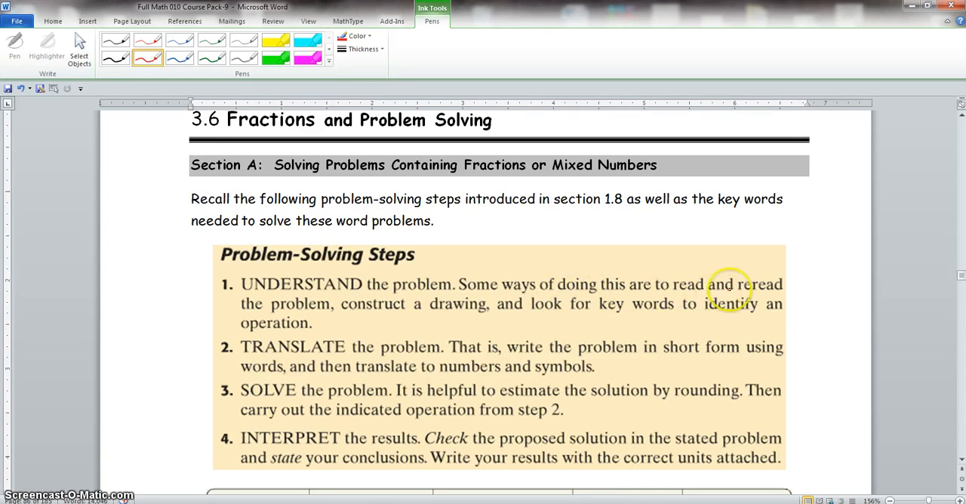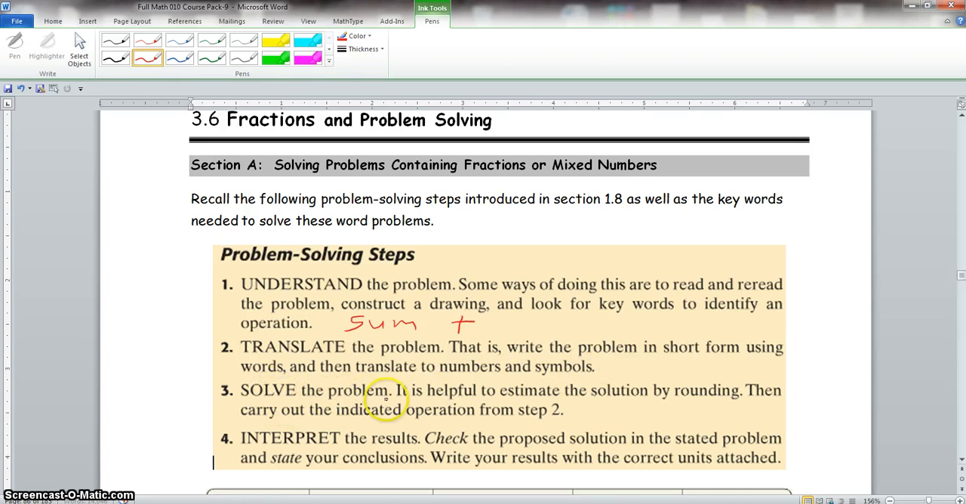Some ways of doing this are to read and reread the problem, construct a drawing, and look for keywords to identify an operation. Like for instance, we know the word sum just basically means addition. So when you see the word sum, you know you're going to add. Okay, 2, translate the problem. That is, write the problem in short form using words and then translate to numbers and symbols.